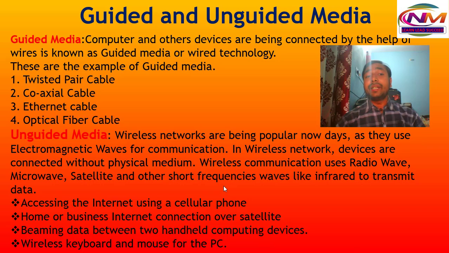What are the different guided media examples? Twisted pair cable, coaxial cable, Ethernet cable, and optical fiber cable. All of you must have seen coaxial cable as well as Ethernet cable and twisted pair cable. Optical fiber cable you might not have seen. Where you have seen all those, I will discuss in the next tutorial.